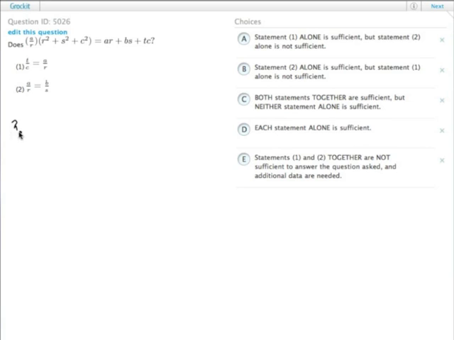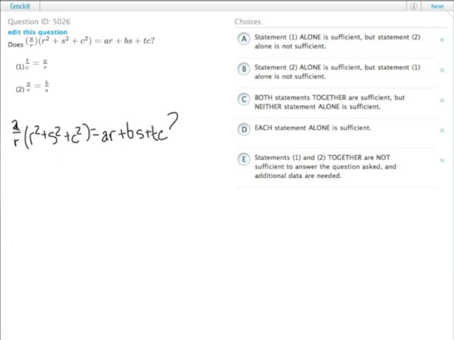So does A over R times the quantity R squared plus S squared plus C squared equal A times R plus B times S plus T times C? Good question. We can do a little simplifying of this first.